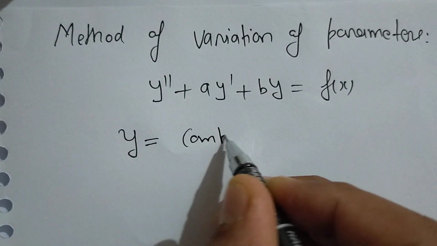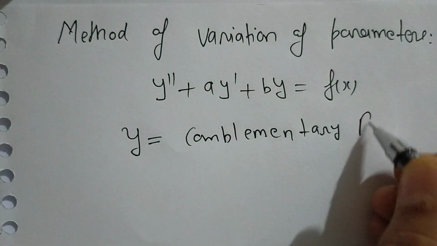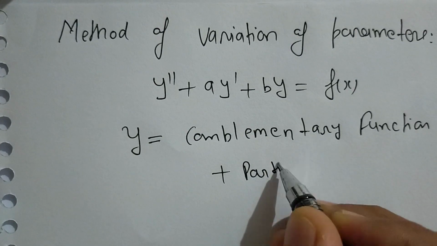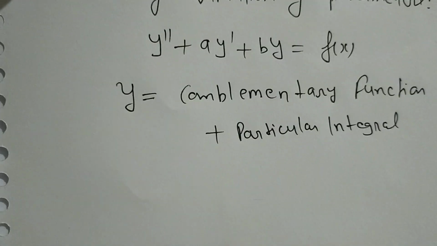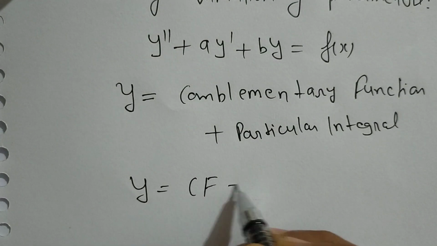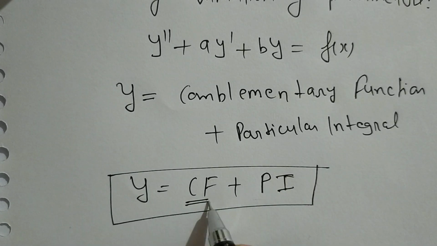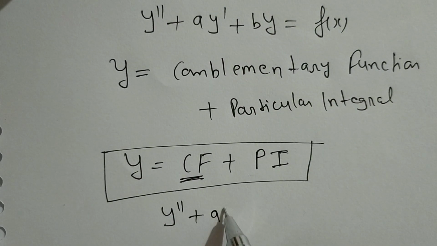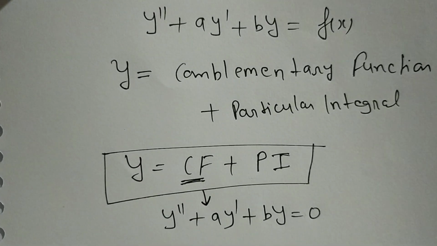In short form, we can write y equal to CF plus PI, complementary function plus particular integral. This complementary function is the solution of the homogeneous part of this equation, y double dash plus a y dash plus b y equal to 0, and we know how to solve this equation.